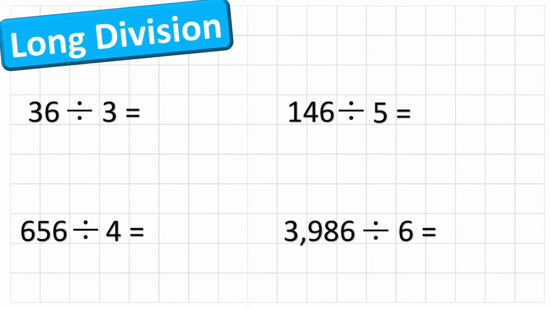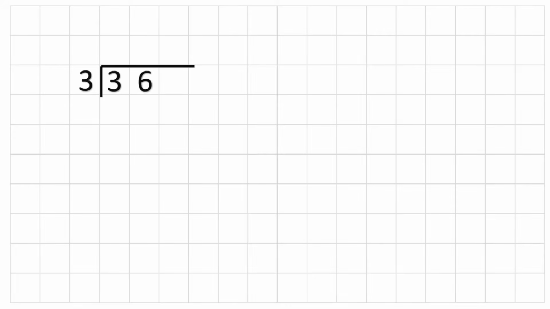We're going to first start with this question here. It says 36 divided by 3. So the first thing that we're going to do is put our 36 inside what we call this bus stop, and we'll put the 3 on the outside. We call this 3 the divisor, and the 36 we call the dividend. And what we're doing here is sharing our dividend between our divisor.